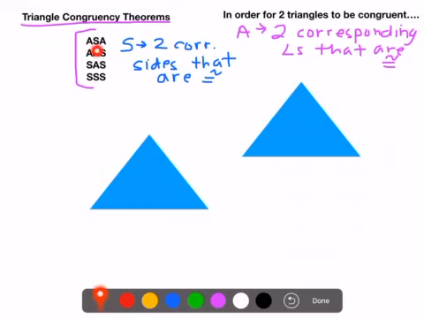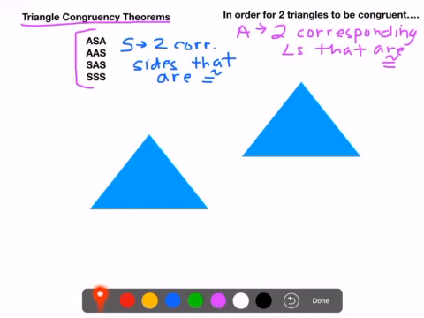Then the order of these does matter. For example, angle, side, angle means I've got two angles and a corresponding side. So I've got a pair of corresponding angles right here, a second pair of corresponding angles up here at the top, and then a pair of corresponding sides because of that tick mark. It's important that you have a tick mark or a number because in order for triangles to be congruent, that means they're the same size and same shape. So that tick mark lets me know that the size has not changed between the two triangles. It keeps the exact same size.